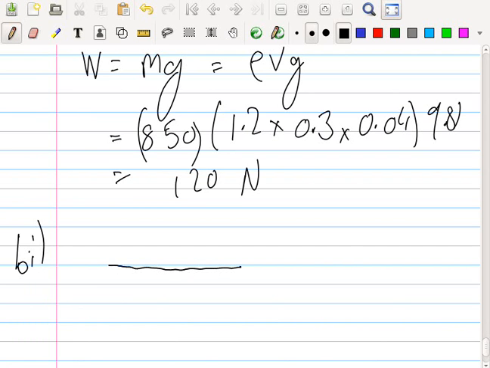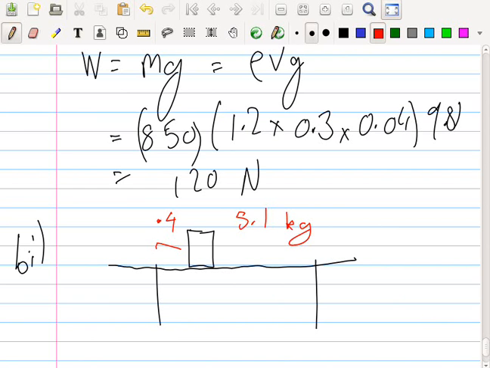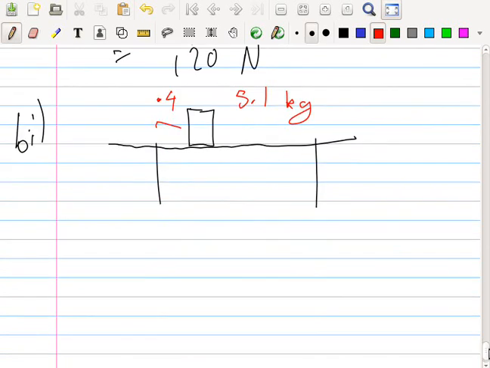Alright, B1. On top of this table, so there's A, there's B, you put a vase, like a block, okay? And the block is 0.4 of a meter from A. And the block's mass is 5.1 kg. And he wants the reaction at A and the reaction at B. So let's draw in our forces, okay? We haven't put in the weight. So there's a weight here of 120 newtons.